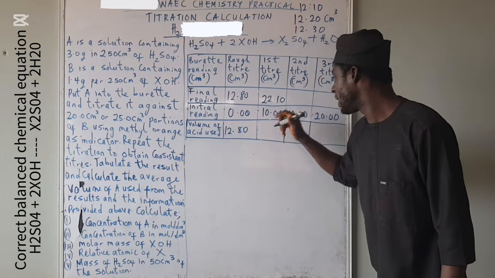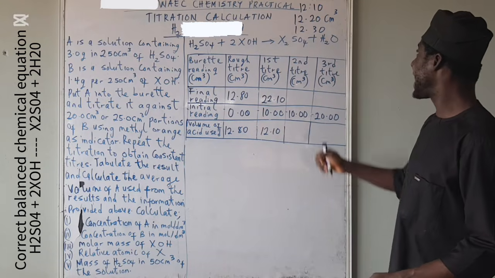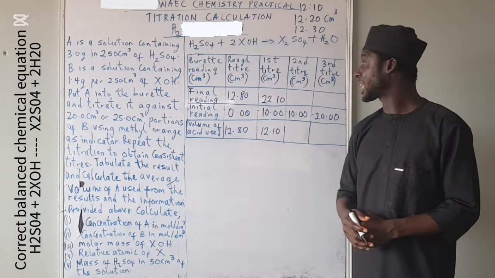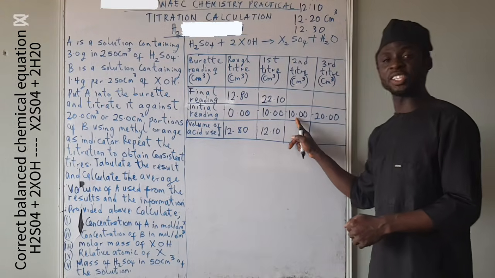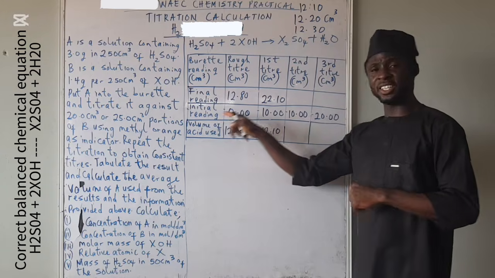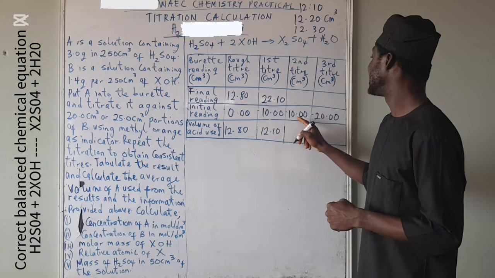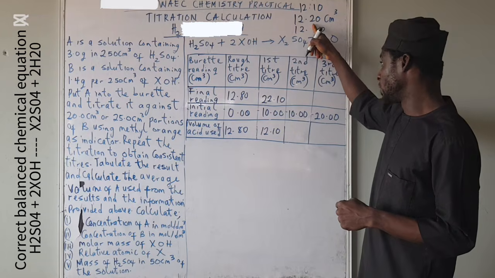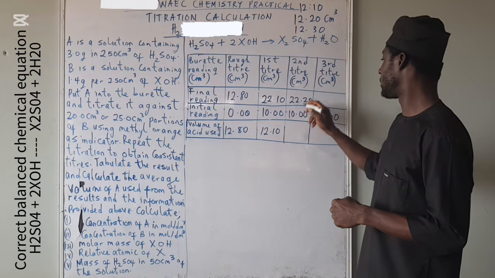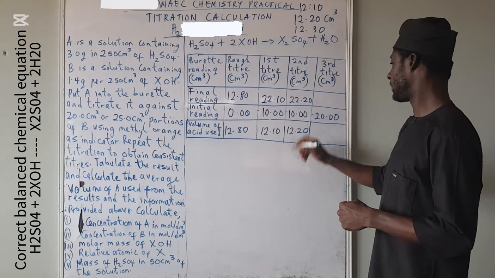12.10. So if I remove that, I will get 12.10 from this place. Here I want to get 12.20, so I will add 12.20 to my initial value, so I will give my final reading, so that if I remove the initial, I will get the value that I'm looking for. So here I will get what? If I add 10 to 12.20, I'm going to get 22.20. So if I subtract it, I will get 12.20 here.